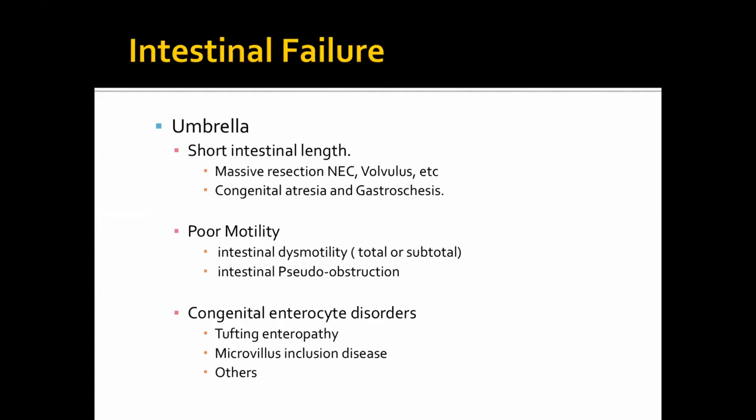Short intestinal length is probably one of the most common, and it's the one that's really related to the surgical practice. Usually it is a result of massive bowel resection from necrotizing enterocolitis or volvulus or others, or can be due to congenital conditions such as congenital atresia or gastroschisis. Poor motility is another entity where the patient has total or subtotal intestinal dysmotility or intestinal pseudo-obstruction. Congenital enterocyte disorder is another group of patients.